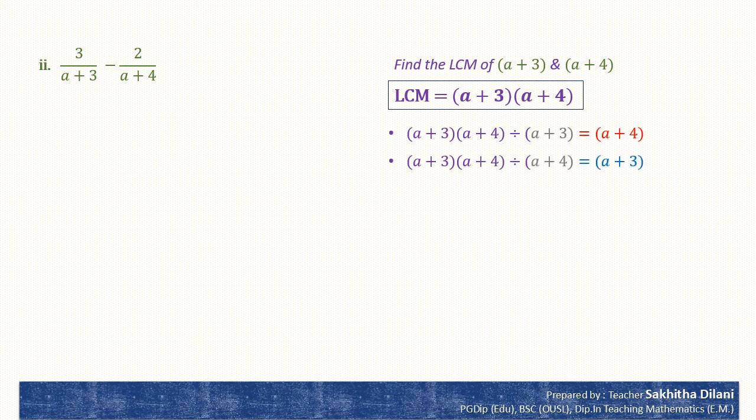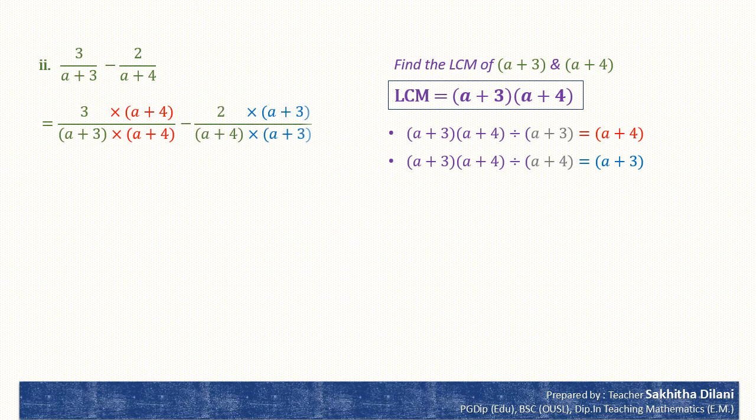Now the denominator and the numerator should be multiplied in the first fraction by a plus 4 and in the second fraction by a plus 3. Now you can see that the denominators are equal. So you can simplify the numerators. 3 into a plus 4 minus 2 into a plus 3. Now here you have to remove the brackets.